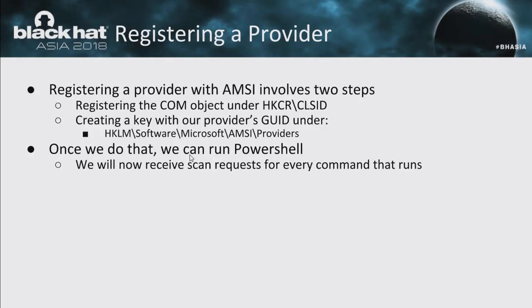So now we know that registering a provider is broken down into two steps. The first step is registering a COM object in a normal fashion underneath the class's root class ID registry key. And the second part is creating a key with our provider's GUID under local machine, software, Microsoft, AMSI providers. Now once we do that, we can run PowerShell. And our provider, sorry, is going to receive every single request that PowerShell sends, which means every single command that is entered explicitly or implicitly will arrive at our provider for scanning.